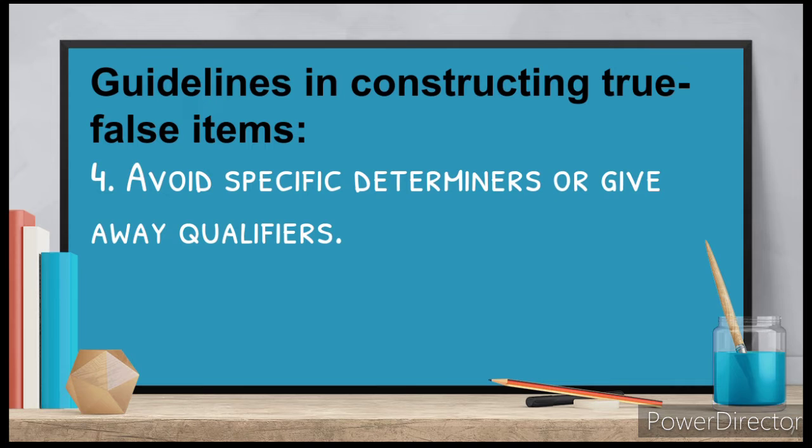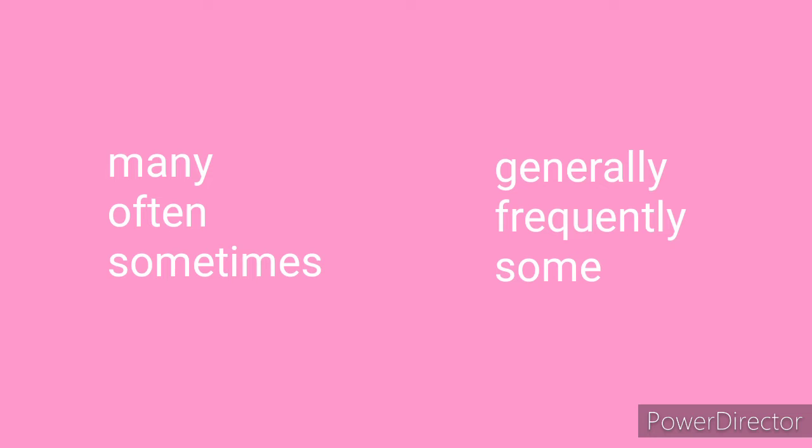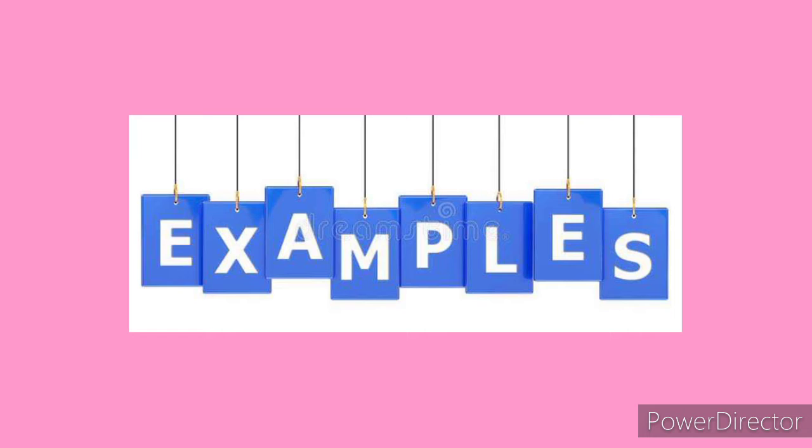Avoid specific determiners or give-away qualifiers. Using words like never, no, all, and always should be avoided so that the students will not easily know that a statement is true rather than false. Statements with many, often, sometimes, generally, frequently, or some must be avoided. These are examples of true or false questions.